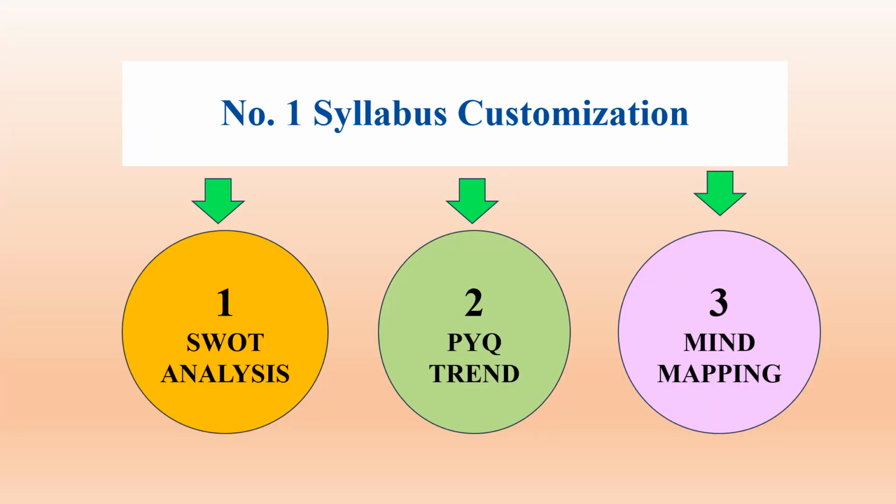Number one, syllabus customization. You don't have to follow the same order as given in the syllabus. Arrange them the way that makes sense to you. Say for instance, if you find plant biotechnology more interesting than animal physiology or any other topic for that matter, try to start with the topic that is interesting for you and finish that in less time. It will boost your confidence.